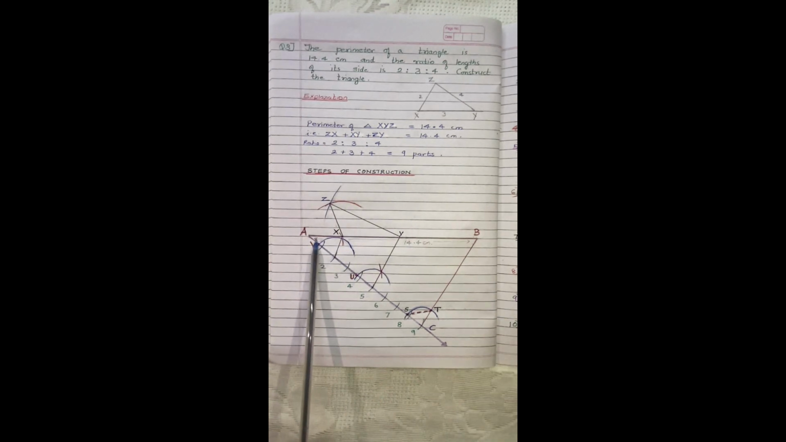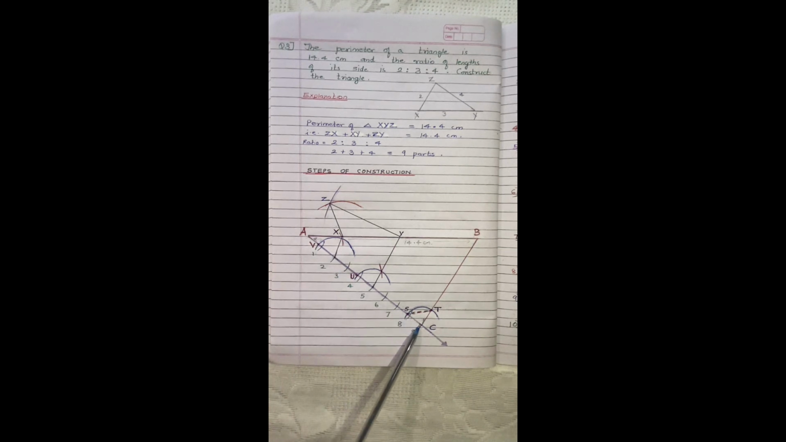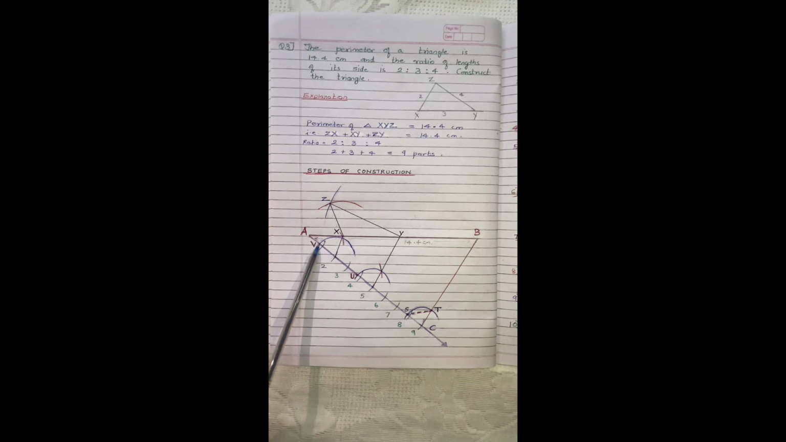Now first what we'll do is we need to draw a line of 14.4 centimeter. Now draw a ray AC. I'll show you the steps of construction also. And draw a ray AC. You can take any angle here. AC, an acute angle at vertex A below the line AB.